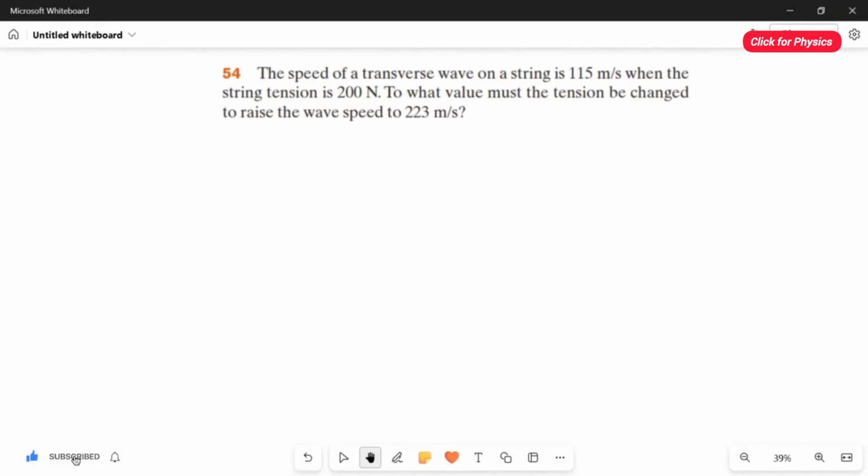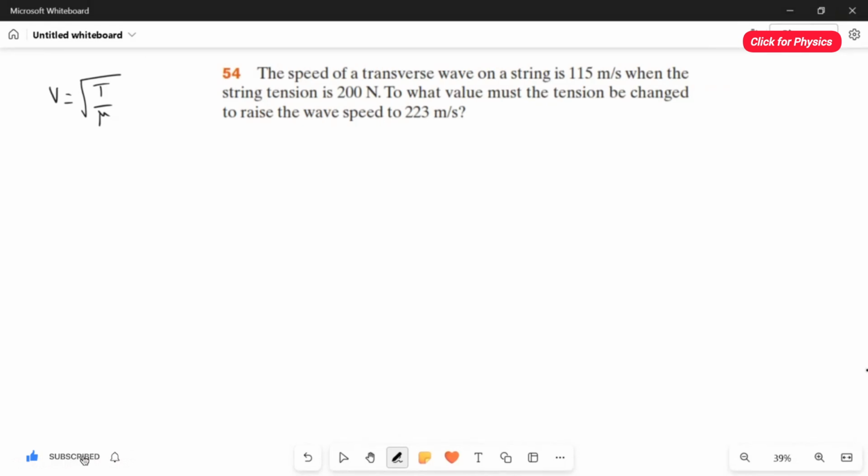Clearly it shows that we have to use the rule for the speed of a wave on a string, which is given by V equal to square root of T over mu. So this rule we have to use here. But what is exactly given in this question? The wave had the speed 115 when the string tension is 200 Newton. And in the second part, if you want to increase the wave speed to 223 meters per second, how much tension do we have to apply to the string?